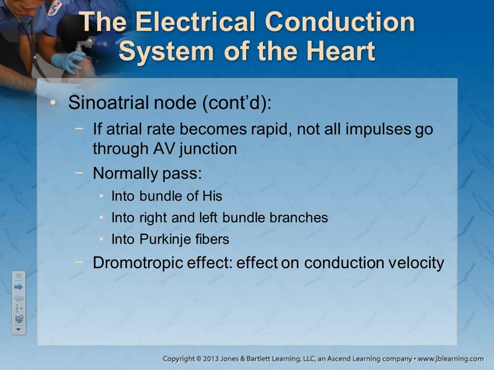With the SA node, if the atrial rate becomes rapid, not all of the impulses go through the AV junction. Alright, so that picture was just a depiction of the most basic nerve pathway. But you've got to remember, the heart has tons of nerve pathways, and under normal conditions it's going to follow the SA track. But if it becomes too rapid, then it may pass on past the AV junction into the bundle of His, into the right and left bundle, and into the Purkinje fibers. So it may totally bypass that AV junction and go on into the ventricles.